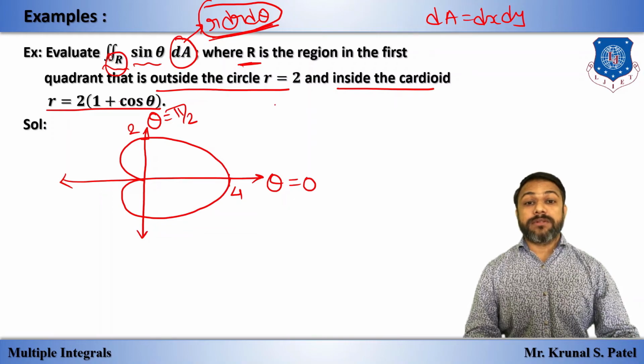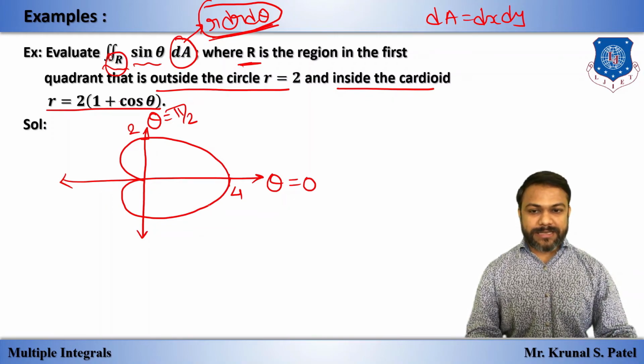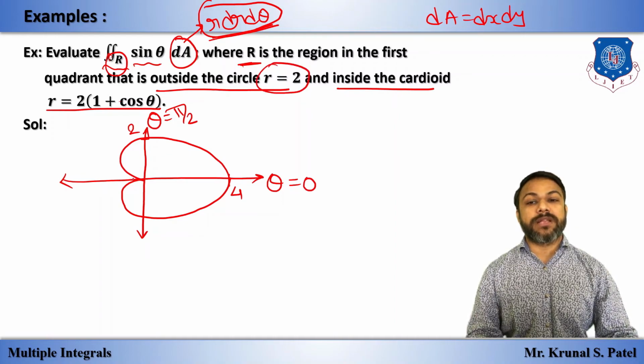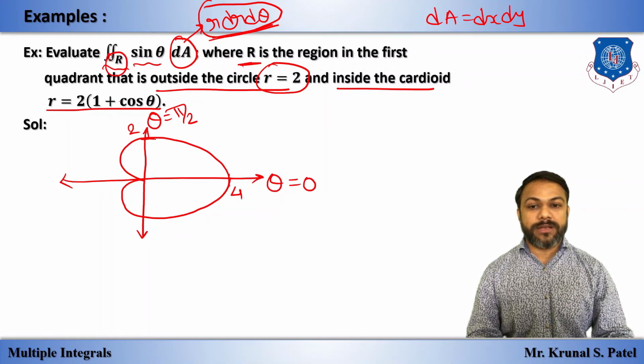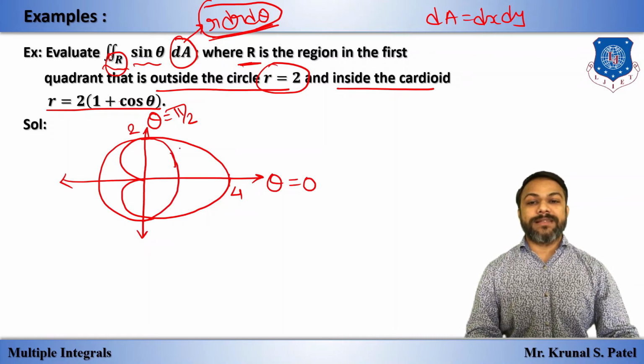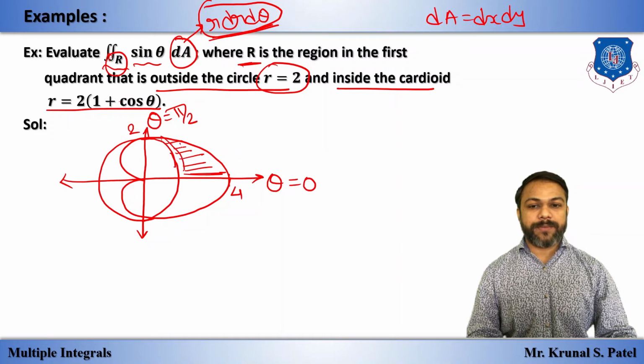Now, inside the cardioid, that means these are inside the cardioid, and outside the circle r equal to 2. r equal to 2 means a circle of radius 2. So this is 2 radius, this is also 2 radius, and the radius 2 circle goes inside this, and this is outside the circle, like this. I'm drawing this very slowly. So outside the circle and inside the cardioid in the first quadrant, that means this part only.